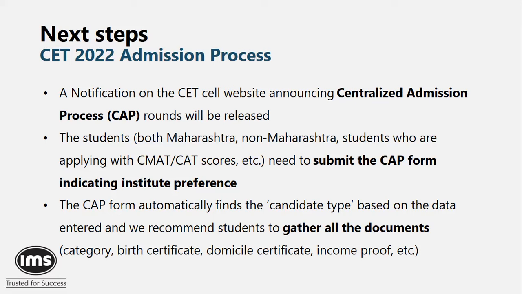However, we recommend students to gather all the documents, which is category certificates or your birth certificate, domicile certificate, income proof of your parents, and so on. A lot of these documents are required for the admission. And we have also seen that sometimes people who can put their candidature as state candidate miss out on it simply because they do not have a particular piece of document. So check whether you are eligible for something like a domicile certificate, and if you are, make sure that you apply for it right away if you don't have it.